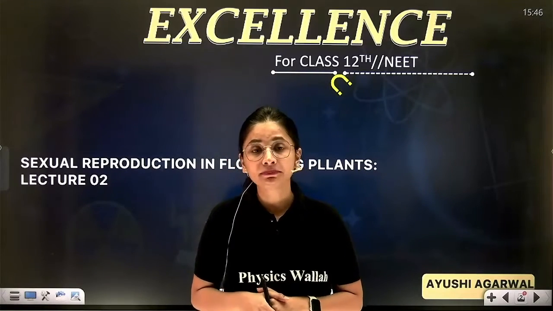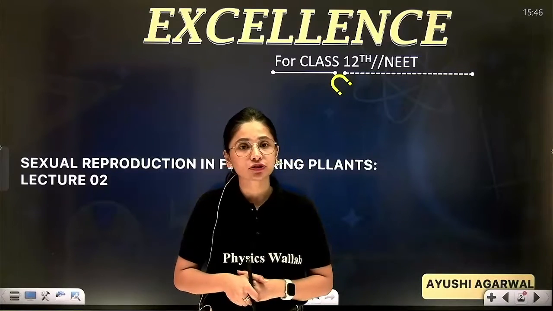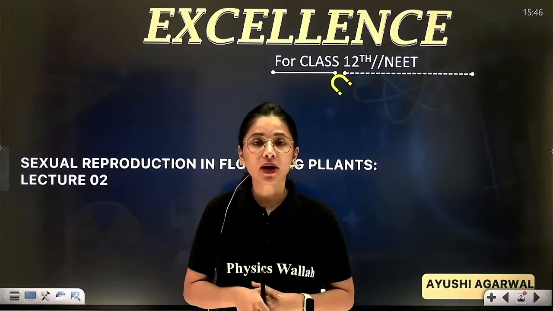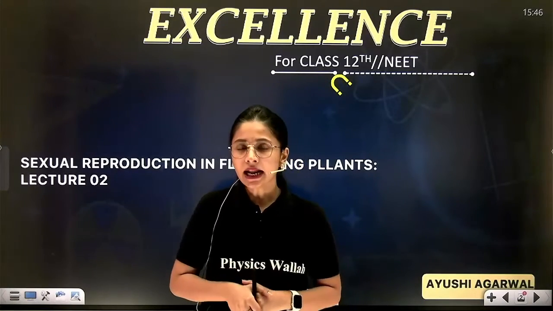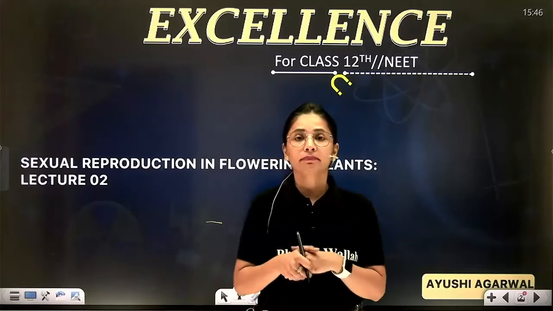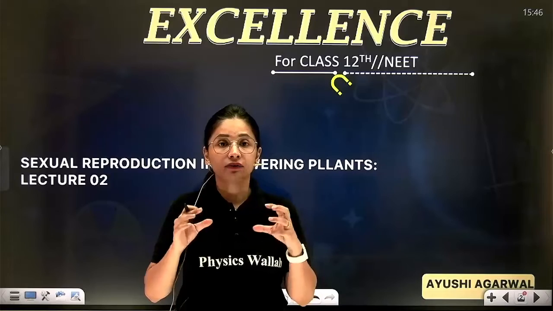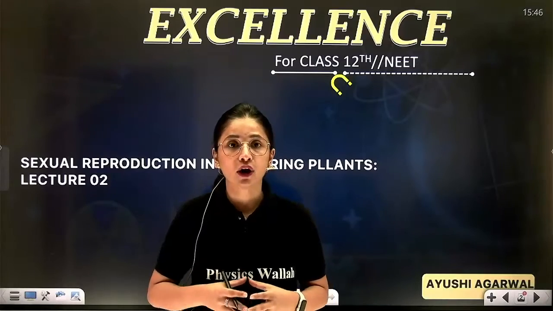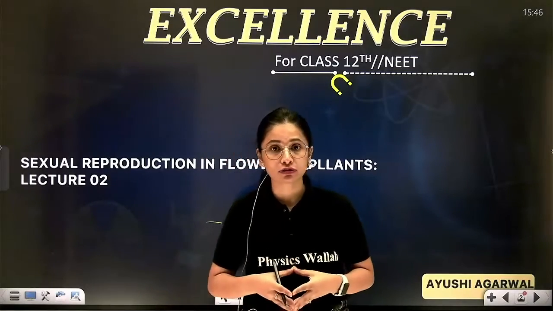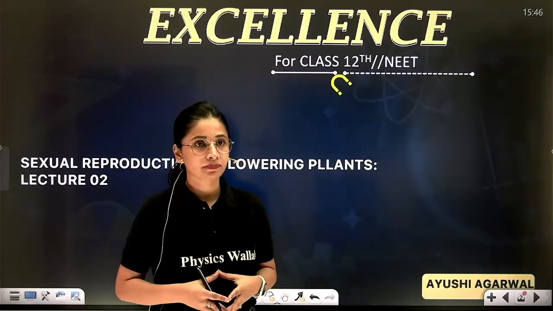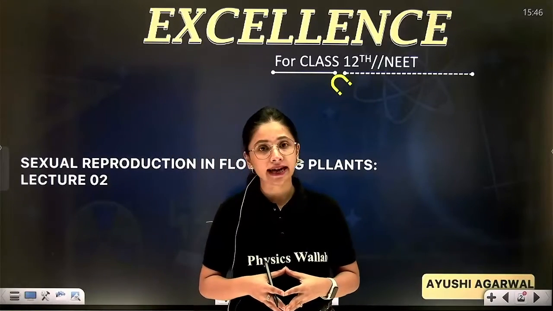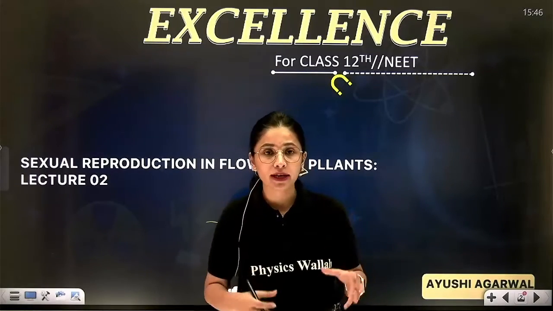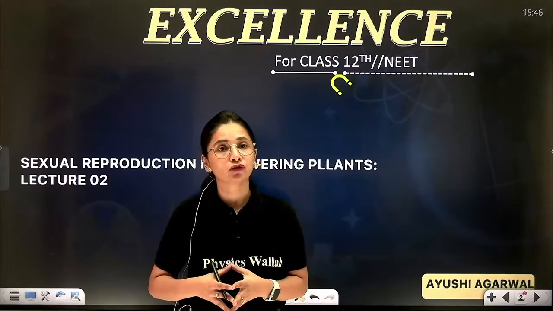So far we have completed the first lecture of the second chapter, class 12, that is sexual reproduction in flowering plants. Okay, today we are going to start with lecture number 2. In our lecture number 1, we discussed the male reproductive part, the androecium, and where in the androecium microsporogenesis takes place for the production of the haploid male gametophyte, the microspore, also known as pollen grain. I hope you have gone through that lecture and understood the actual concept behind the formation of pollen grain, that is the male gametophyte.